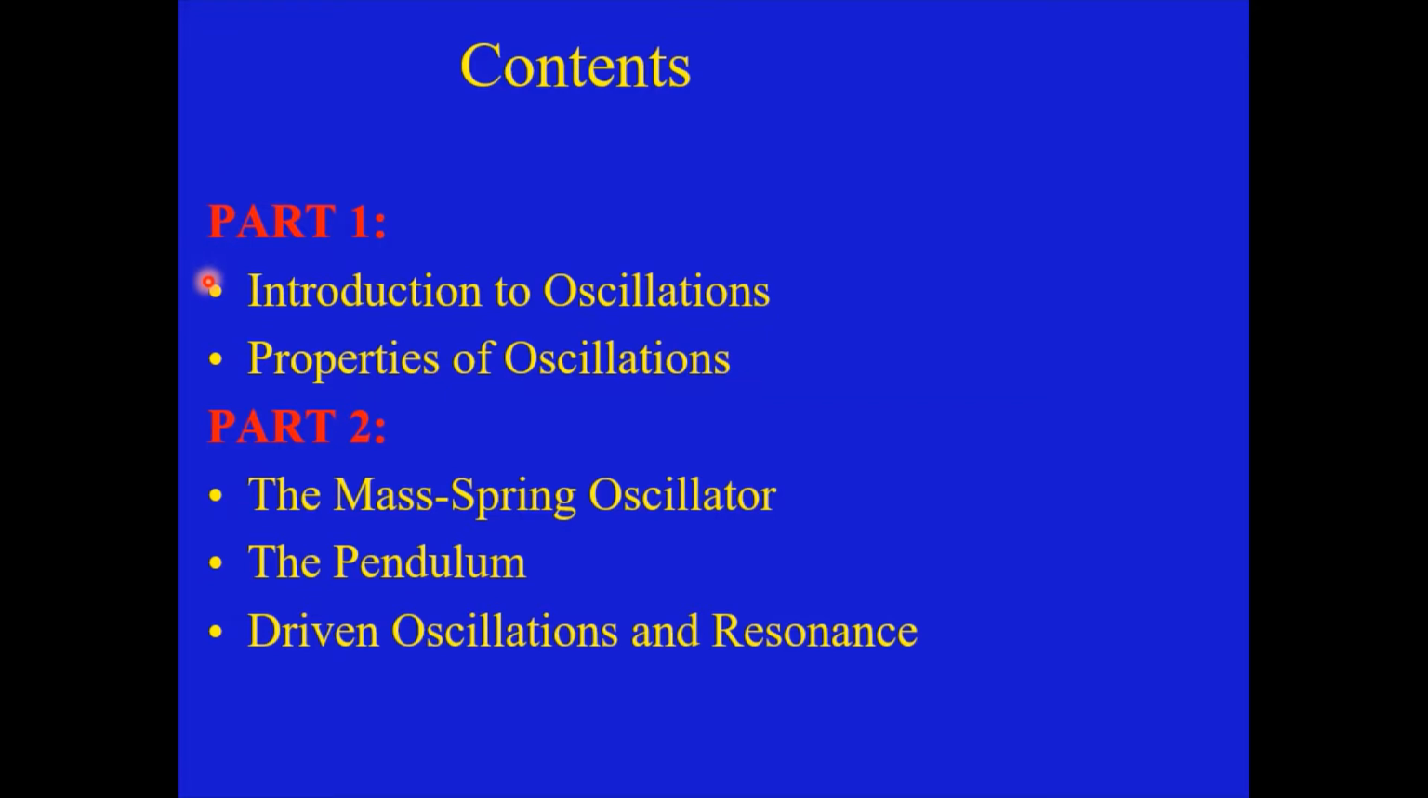In this first part, we'll do an introduction to what oscillations are, and we'll look at some of the basic properties of oscillations and several examples of oscillations. In part 2, we'll look in a little more detail at a couple of important oscillating systems. One is the mass spring oscillator, and the other is the pendulum. And then we'll finish up this chapter by talking about driven oscillations and resonance.